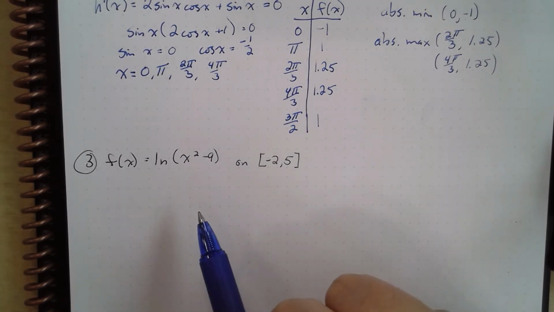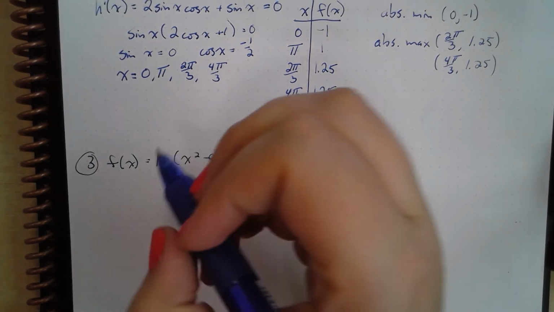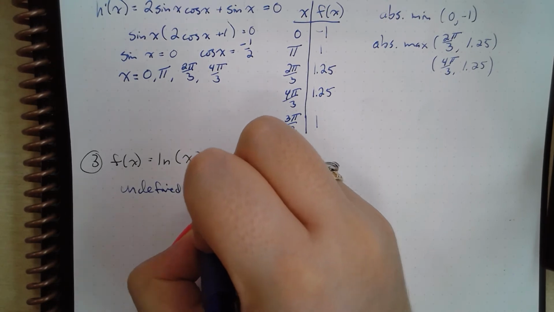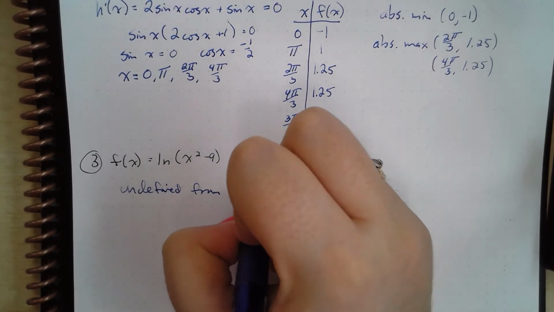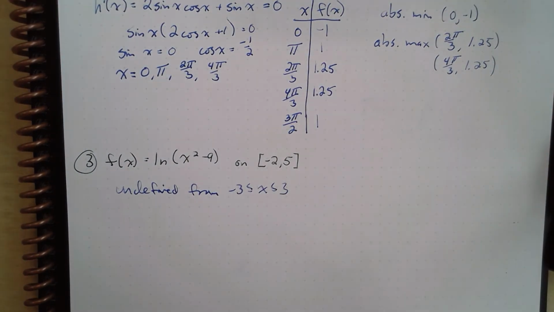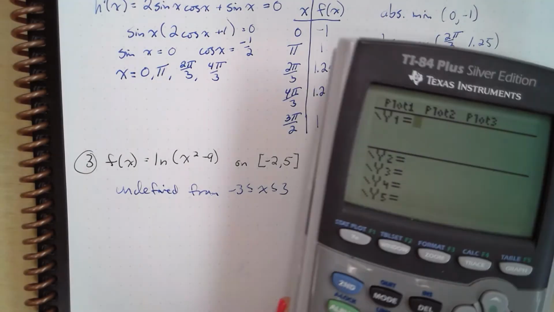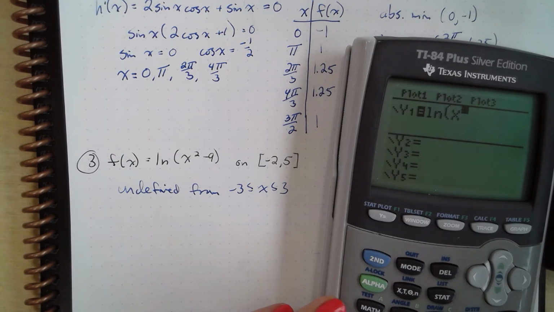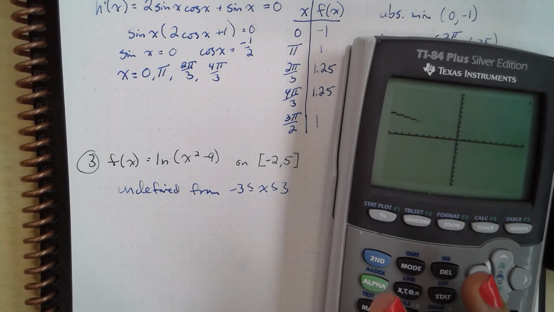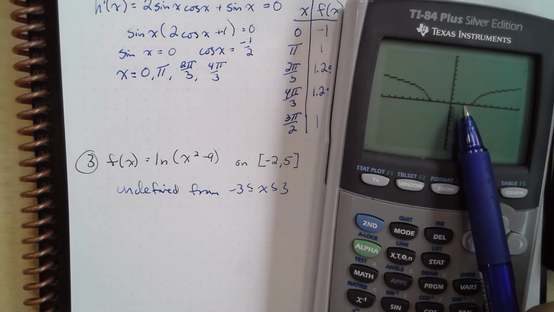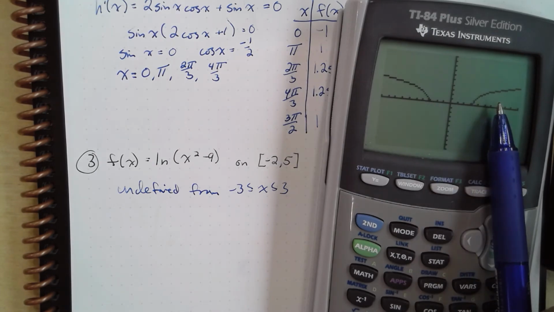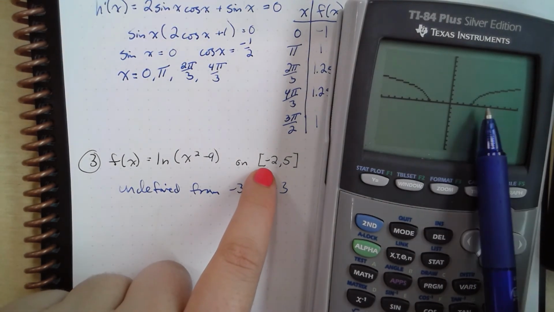We have our natural log here. Well, actually here, this is undefined from negative 3 to 3, right? And actually, if I graphed this, I could do that. I can graph the natural log of x squared minus 9. Oh, look at that. I've got this big gap from negative 3 to 3. It's not continuous from negative 2 to 5, right?